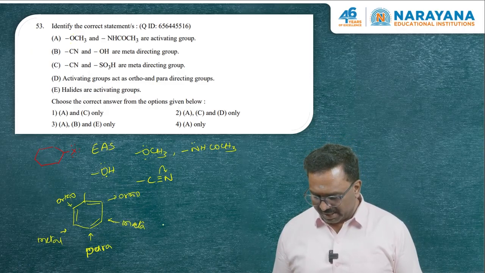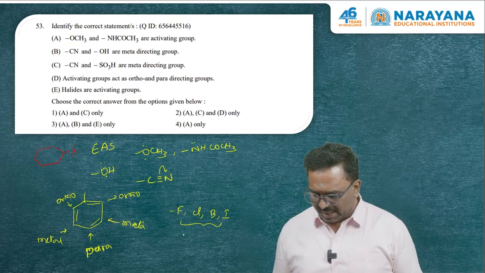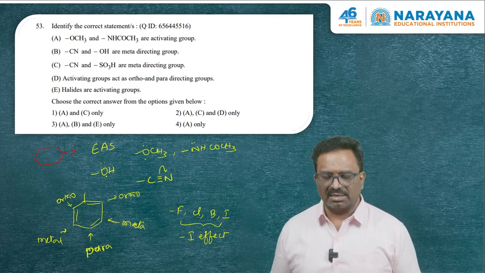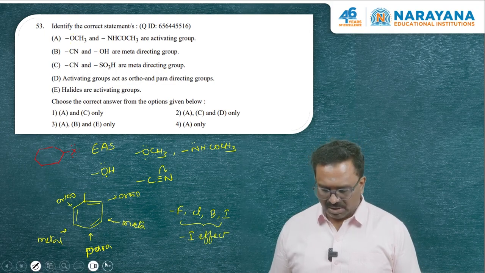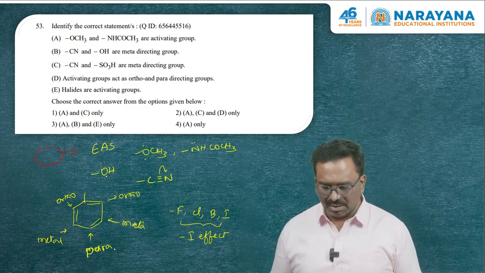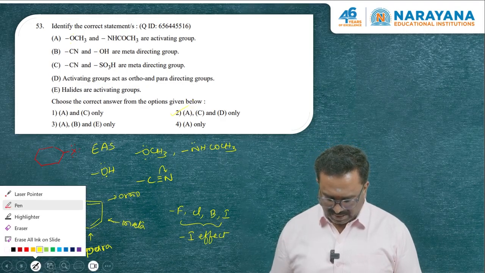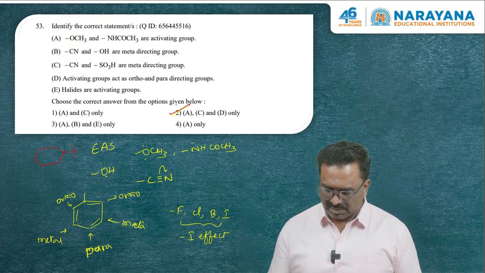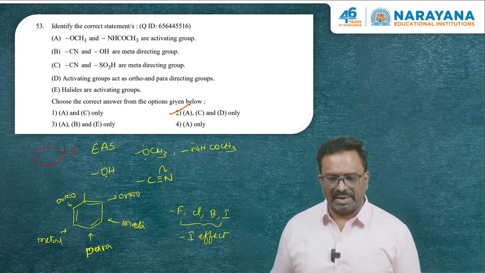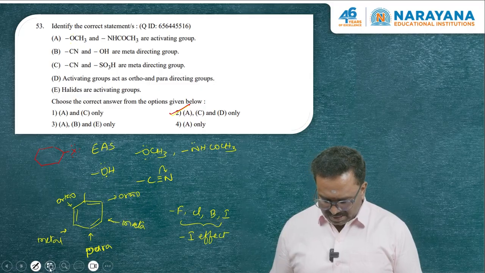Halides are activating groups? Halogens, fluorine, chlorine, bromine, iodine, are deactivating by the minus I effect. Minus I effect is the negative inductive effect, because of their higher electronegativity. So E is also wrong. So let's consider that the more appropriate option among the given is the second option. Let's see the next one.